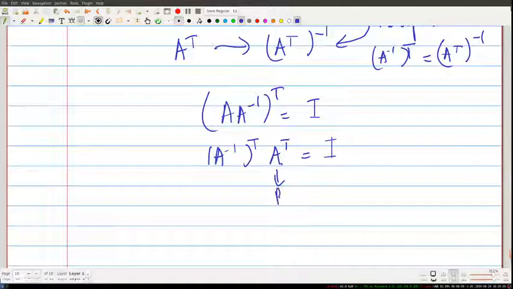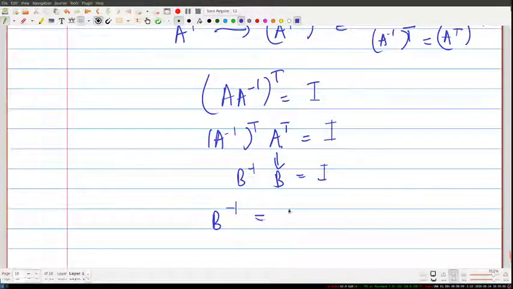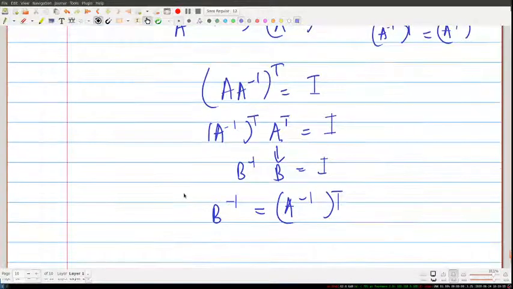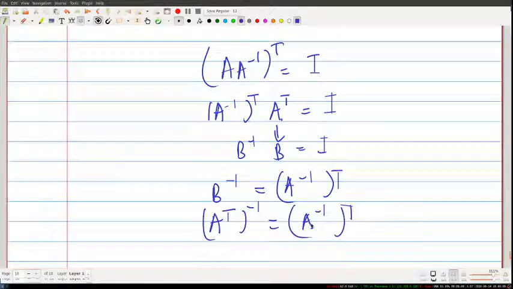Let's call this B and let's call this B inverse. If B is a matrix, then only its inverse, multiplied by it, will give me the identity matrix, which means B inverse is equal to A inverse transpose. And what was B itself? B itself was A transpose. So A transpose inverse is A inverse transpose.